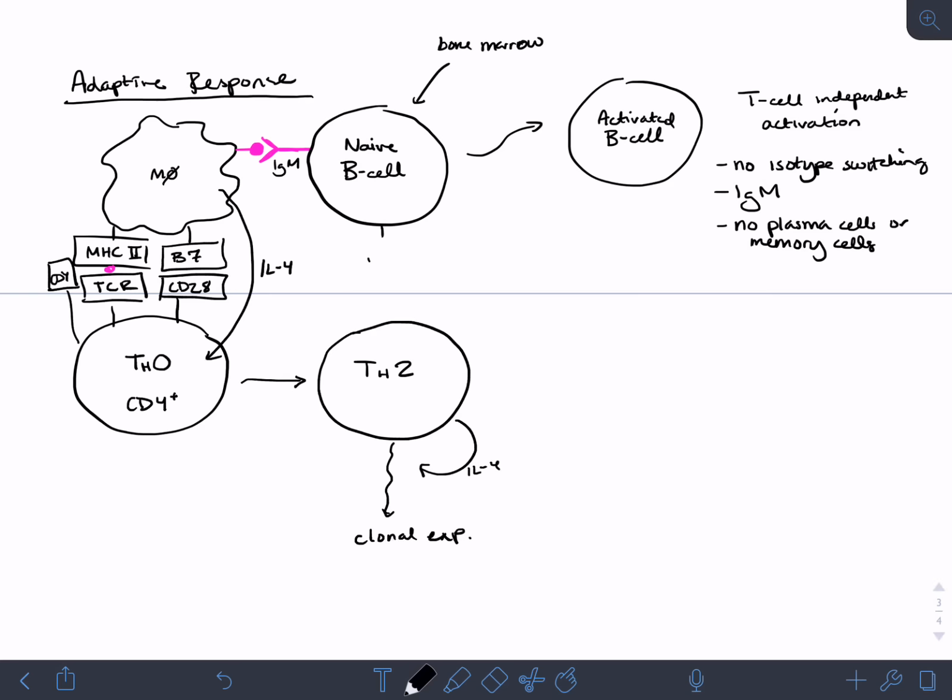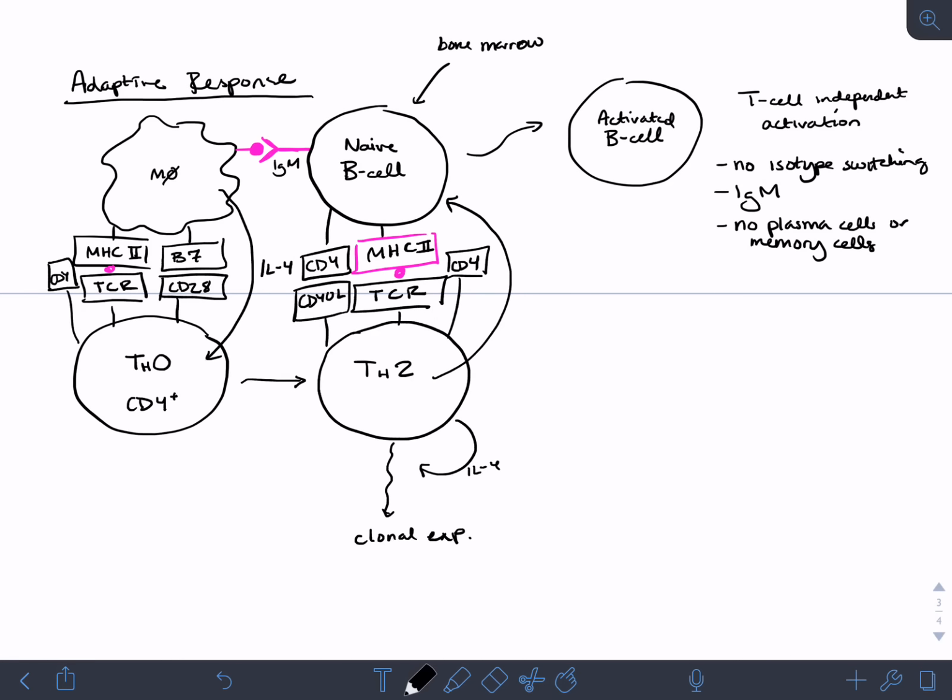So remember, your naive B cell has an MHC2 on it. Your naive B cell, and by the way, it's not naive anymore actually. It's been activated by this macrophage. So now it has this antigen on it. That's going to be recognized by the T cell receptor. So the T cell receptor comes over here. This is stabilized obviously by the CD4. And remember, when you activate a T cell, it starts expressing CD40 ligand, which is going to find the CD40 over here. And then you're going to release IL-4 to the B cell.